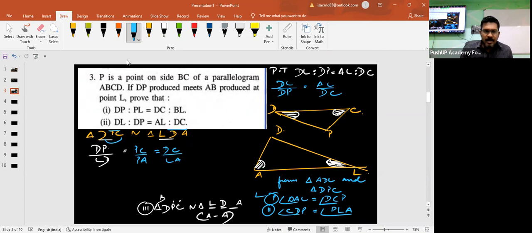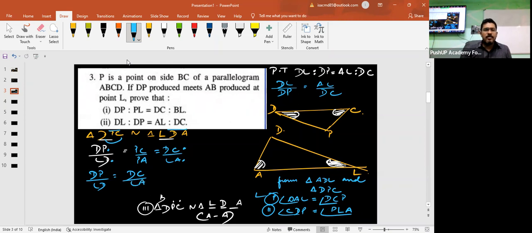Now this is not the required result. We need only DL, DP, AL, DC. DL is over here, DP is over here, then AL is over here and DC is over here. So children, from these two, I can write DP upon LD is equal to DC upon LA.